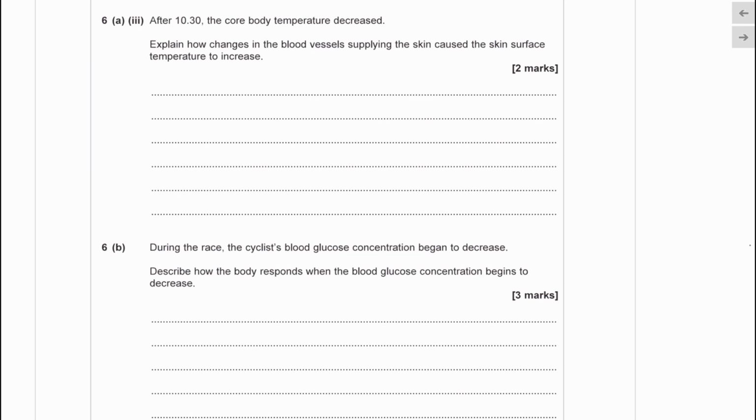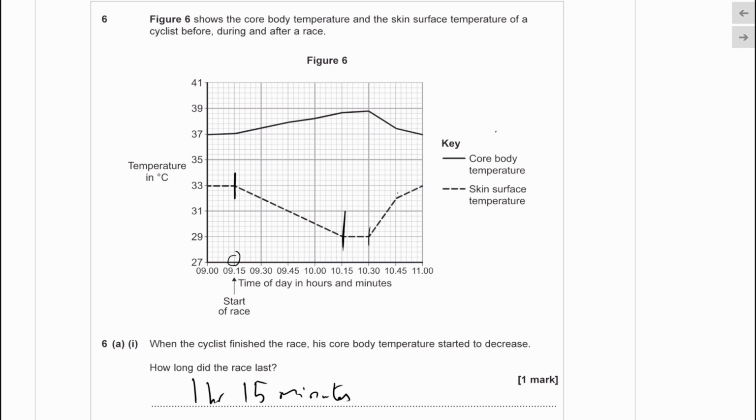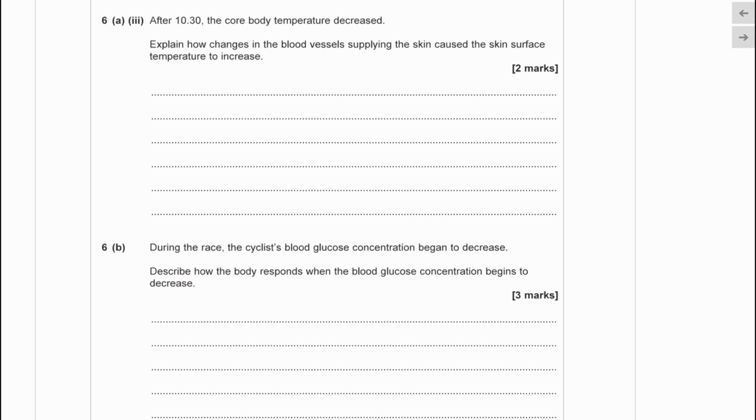So let's move on. And in A part 2, it says, A part 3, it says, after 10:30, the core body temperature decreased. Explain how changes in the blood vessels supplying the skin caused the skin's surface temperature to increase. Now let's take a quick look at the graph just so we know what we're talking about. And that is here. Look, so the skin surface temperature starts to increase, right? Because the body temperature has started to decrease. All right, what's actually happening there is that we want to cool down the inside of the body. The way our body does that, apart from sweating, is to dilate the blood vessels, all right?